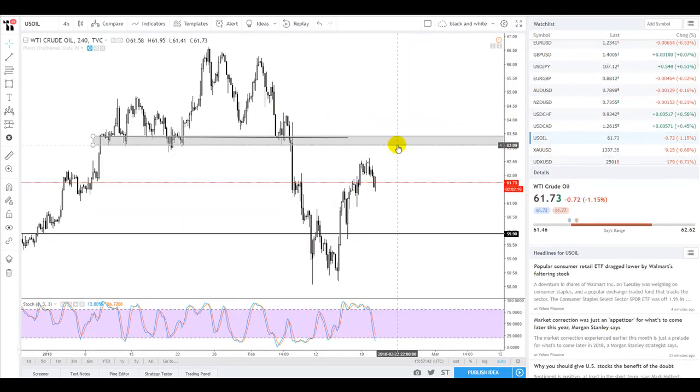Oil, we wanted to see it push up a little bit higher to 63 before looking for sell signals.